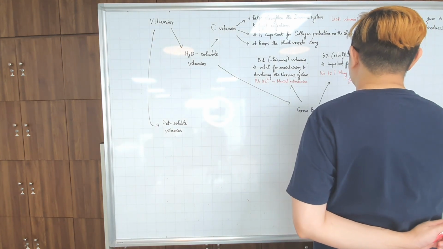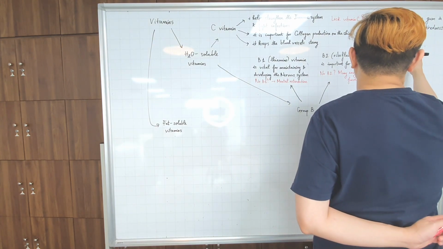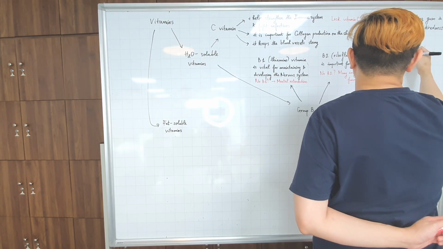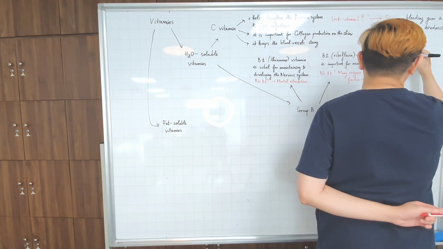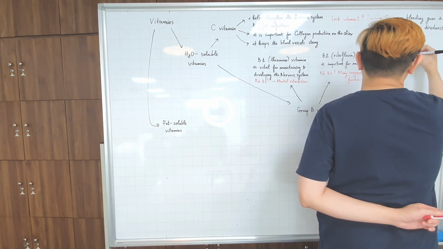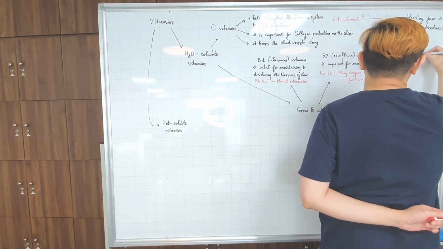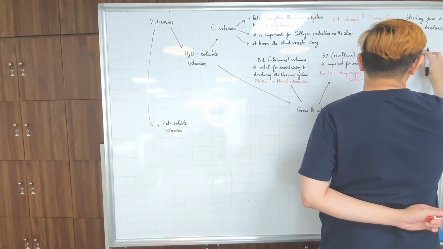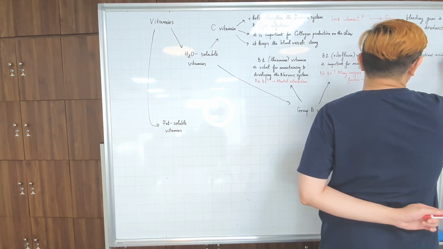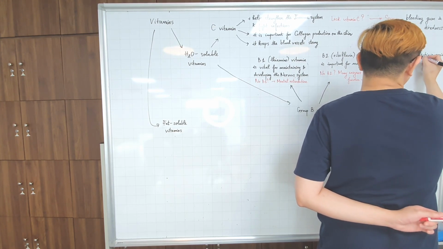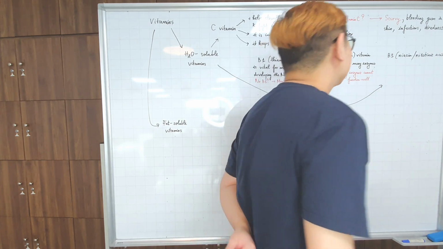I don't think you need to know much, like it can be B3, nicotinic acid or niacin. Niacin, or we can call it nicotinic acid. Đúng rồi, trong thuốc lá, nicotinic acid or niacin.